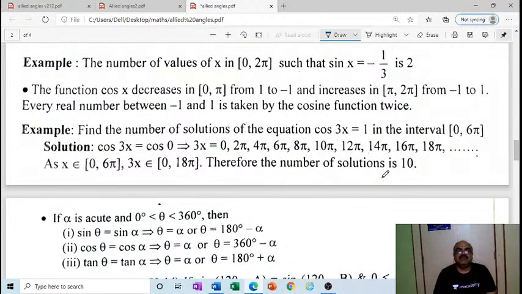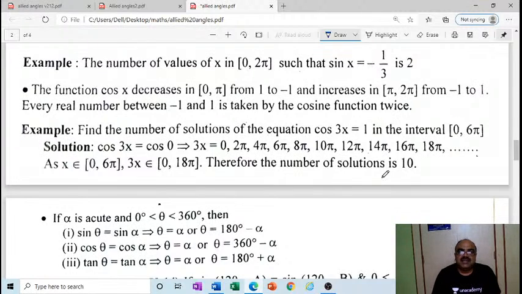The number of values of x in 0 to 2 pi such that sin x is equal to minus 1 by 3 is 2. The function cos x decreases in 0 to pi from 1 to minus 1 and increases in pi to 2 pi from minus 1 to 1.